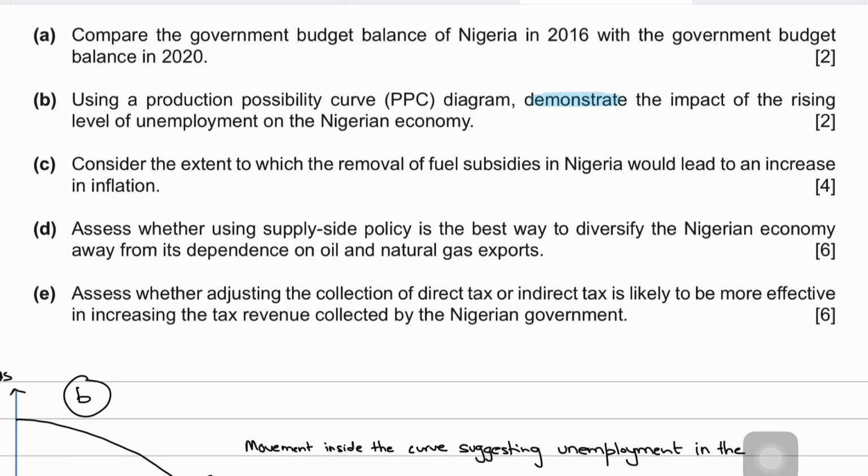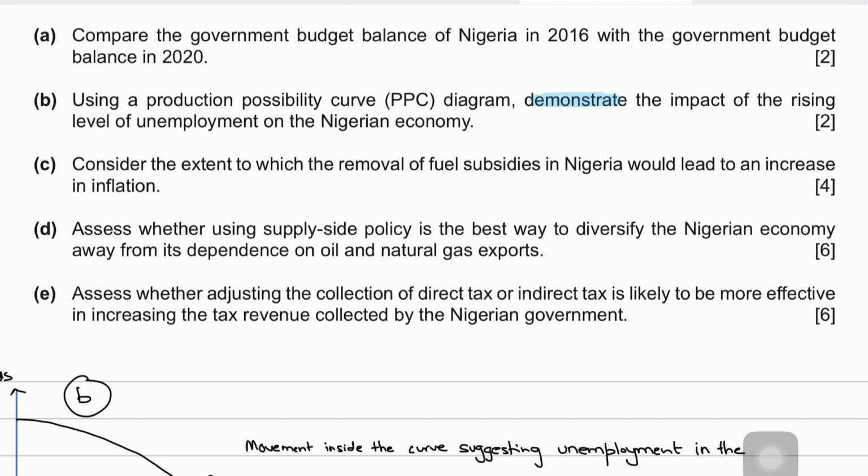Okay, so now coming to part C of the question, which says, consider the extent to which the removal of fuel subsidies in Nigeria would lead to an increase in inflation. Now, as far as this question is concerned, it says consider the extent. So we also need to mention when the removal of a fuel subsidy will not lead to inflation. Now, as far as when it could lead to inflation, you need to give a few reasons why removing fuel subsidies could be inflationary. And here is exactly where students would lose marks, as the only point the majority will write is the higher cost of production point, right?